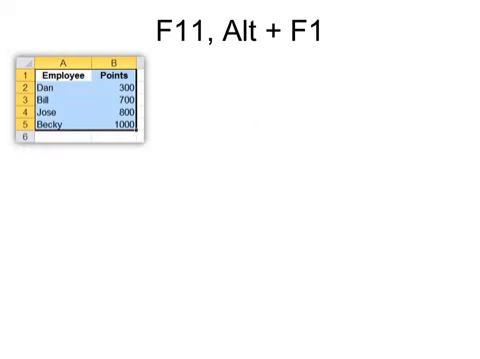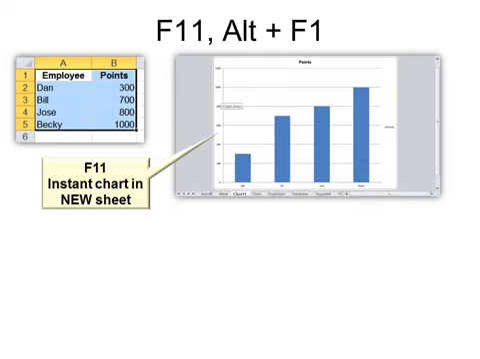F11 and Alt F1. They actually do the same thing, just a little bit different. Let's say that I want to make a chart, and I have my data here. Now I've already selected what I want to chart. And then I hit F11, it instantly creates a new chart in a new sheet. So that could be a very easy way to create exactly what I want.